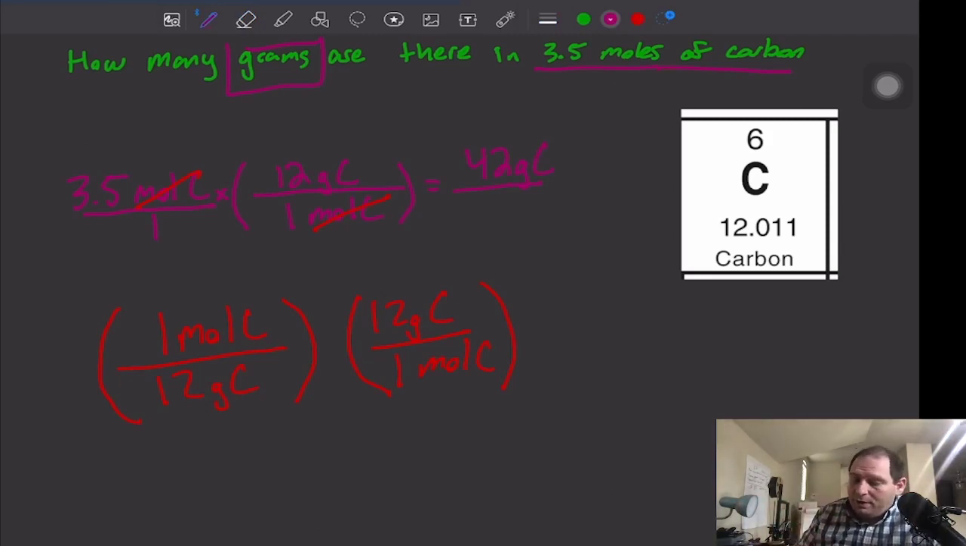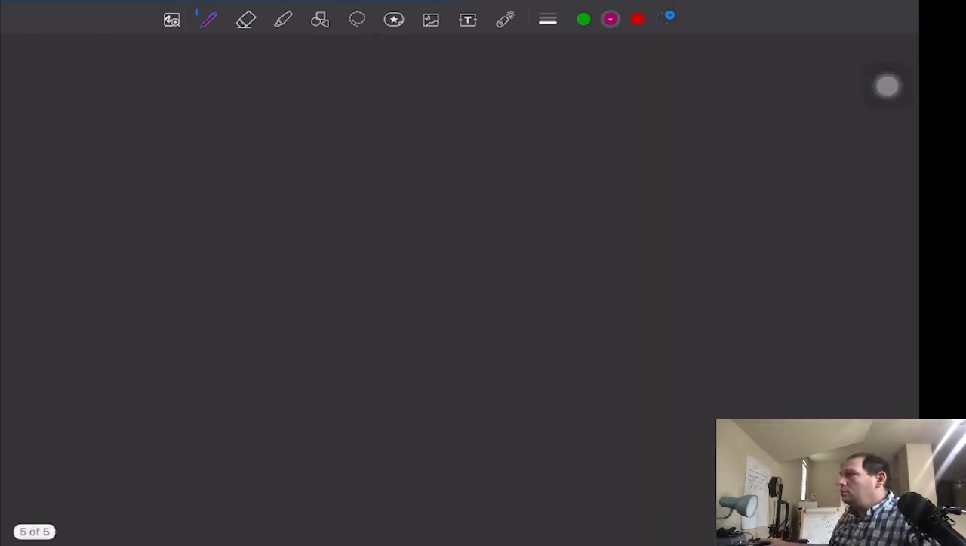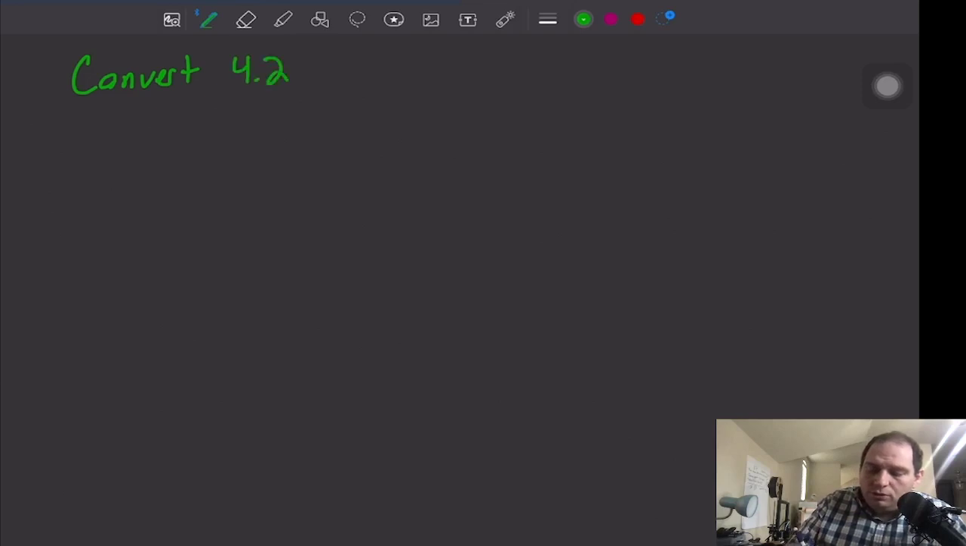So scroll off a little bit on your page or go to the next one. I'm going to create a blank one and try another. Let's actually go back to that sulfur one. Okay. Let's say we have, or let's convert, same terms, convert 4.2 moles of sulfur into grams.